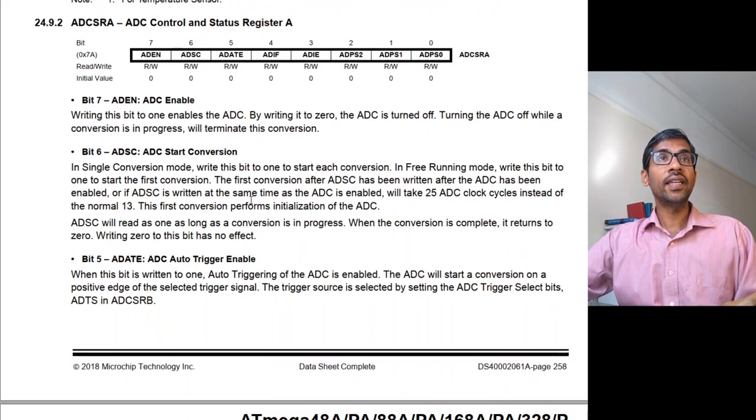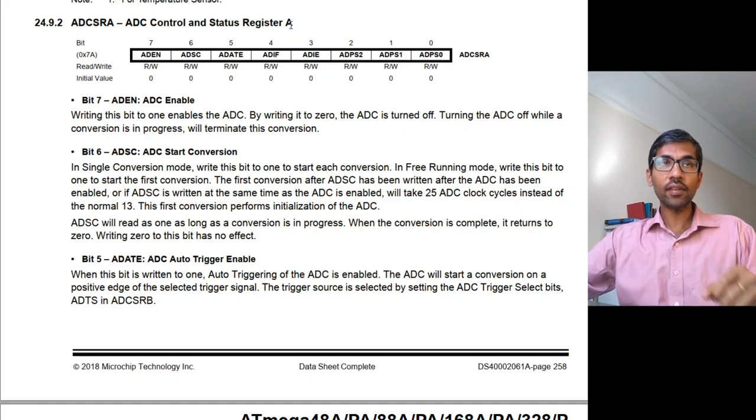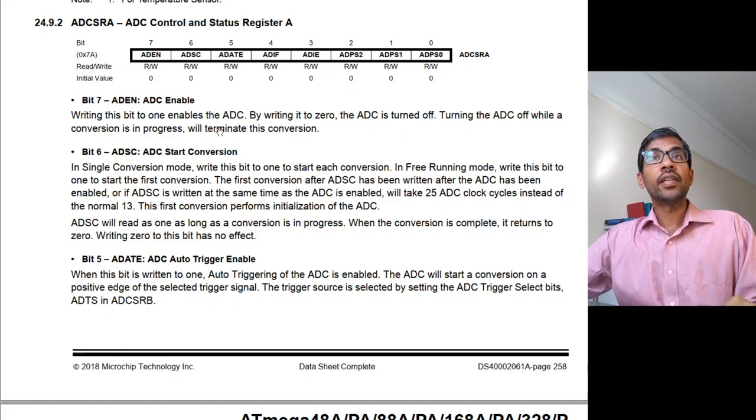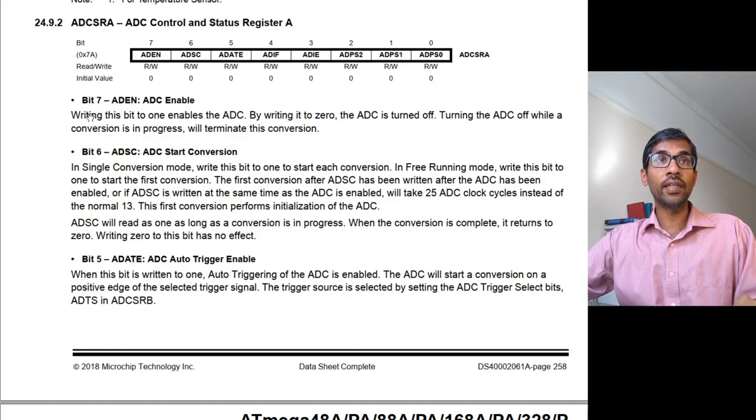Then we want to set the ADCSRA, which is the ADC control and status register A. There are two such registers, register A and register B. In ADCSRA, bit 7, the first bit, is ADC enable, which switches on the ADC. It says writing this bit to 1 enables the ADC. By writing it to 0, the ADC is turned off, right? So we want this to be on when we want to use the ADC.